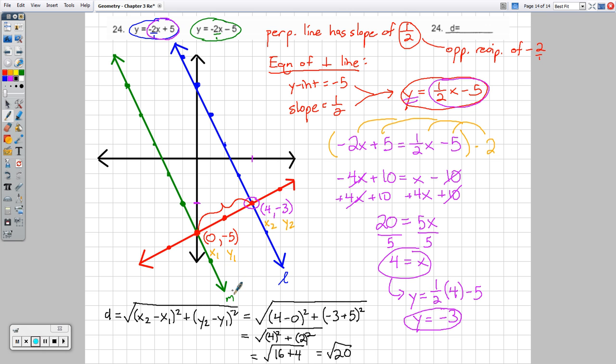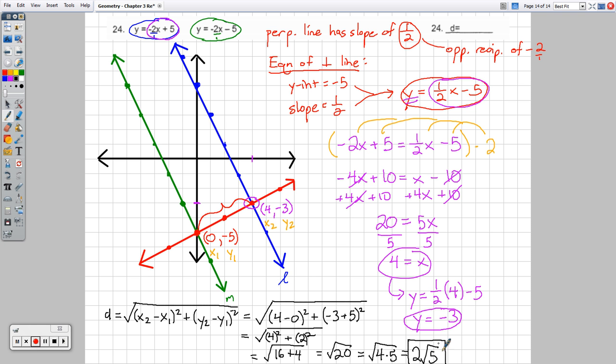And if you had to get simplified radical form, you're going to take out any factor that's a perfect square. So we could actually separate this and say it's 4 times 5. 4 is a perfect square. You can pull it out as a 2, since the square root of 4 is 2. And you've got 2 radical 5. That would be an exact simplified radical form answer.